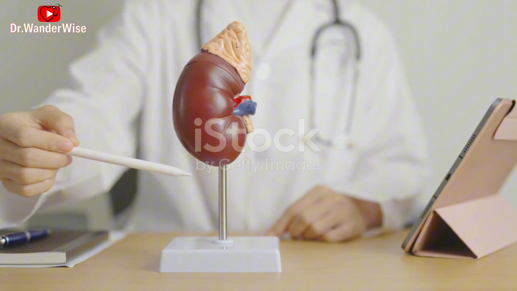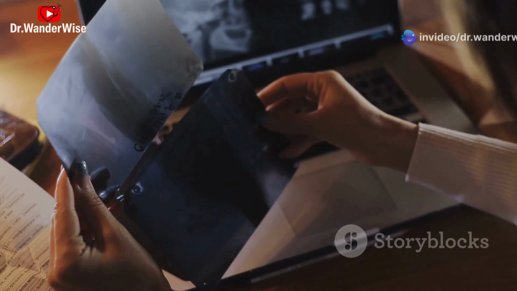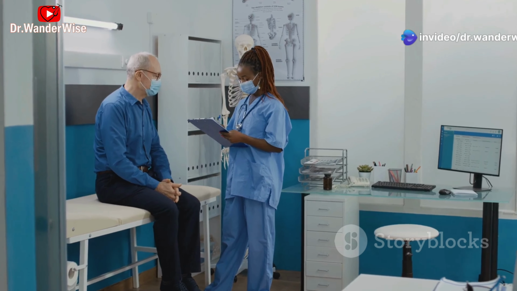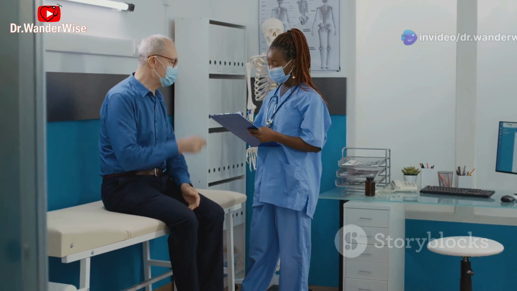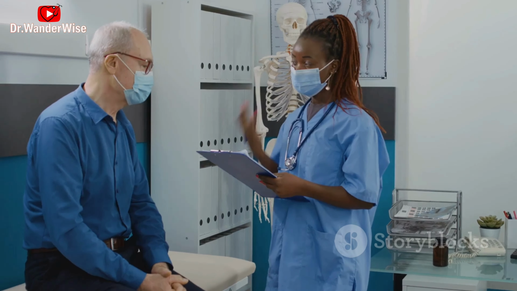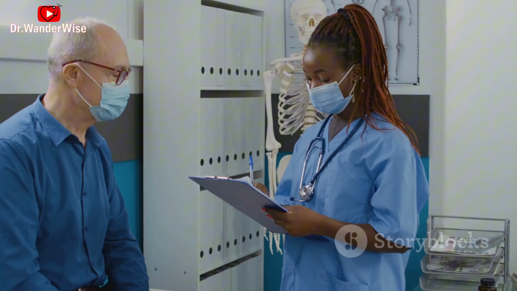Both glomerulonephritis and pyelonephritis require careful diagnosis and individualized treatment strategies. Early detection and management can prevent complications and improve outcomes. If you suspect kidney issues, it is crucial to seek medical attention promptly.